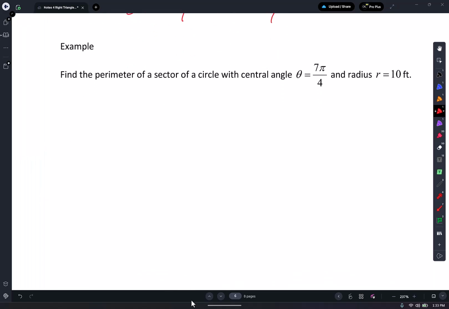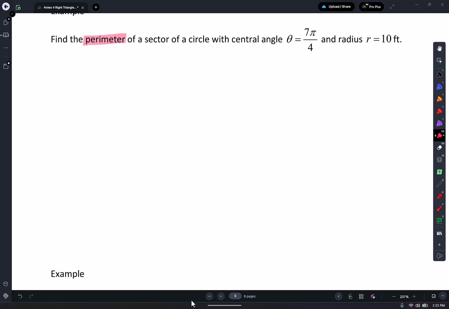All right, find the perimeter. Keyword perimeter. I like that word. Of a circle with a central angle 7 pi over 4 and a radius of 10. All right, so here's my visual, guys. So let me draw a circle. And here it is. So 7 pi over 4. So I'm going to start right here. And I'm going to go, there's my center. And I'm going to go right there. So they want to know everything in blue.